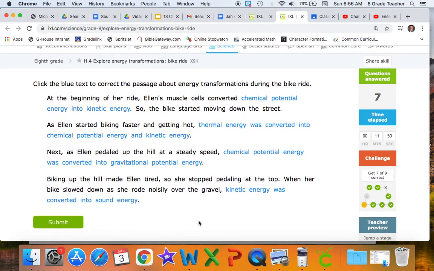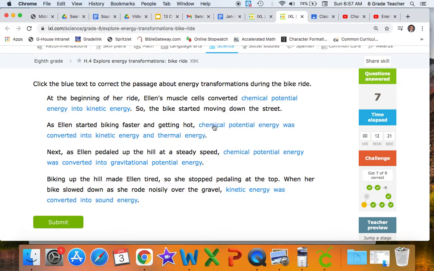Click the blue text to correct the passage about energy transformations during this bike ride. At the beginning of her ride, Ellen's muscle cells converted chemical potential energy into kinetic energy, so the bike started moving down the street. As Ellen started biking faster and getting hot, thermal energy was converted into chemical potential energy. We would say that kinetic energy was converted into thermal energy and chemical potential energy.